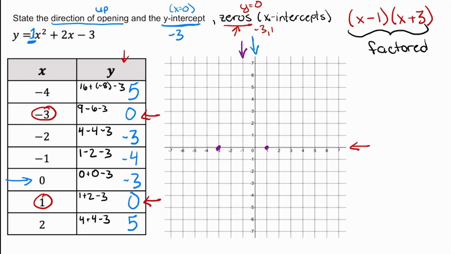So then we can plot some other points on here. We know that our y-intercept was negative 3, so we're going to have that value. And then we can plot the rest of our points. So at negative 4, our value was 5. Negative 3 we already have. Negative 2, our value is negative 3, which makes sense because remember, our axis of symmetry acts like a mirror, right? So then our value at -1 is -4. And since that's on our axis of symmetry, that's going to be our vertex.